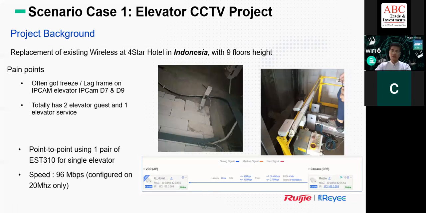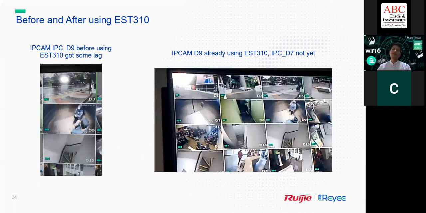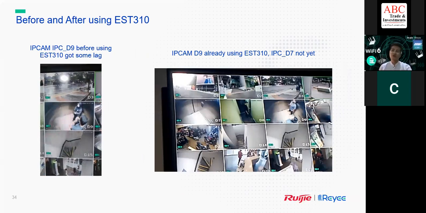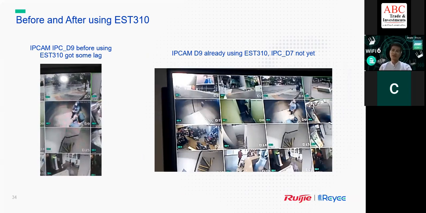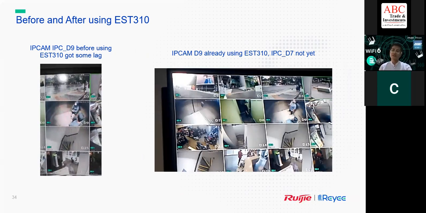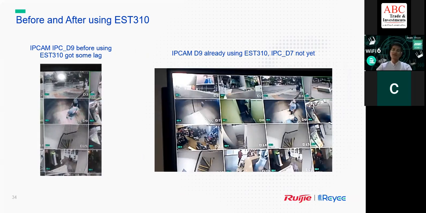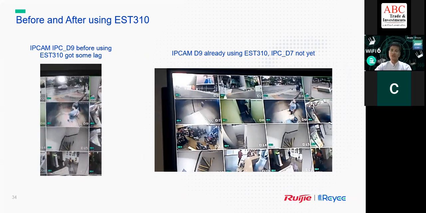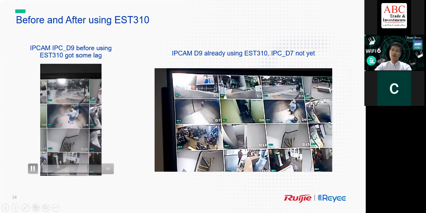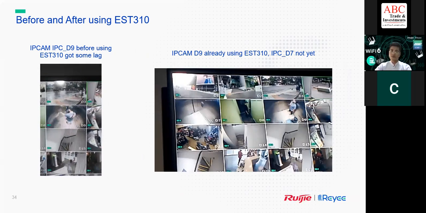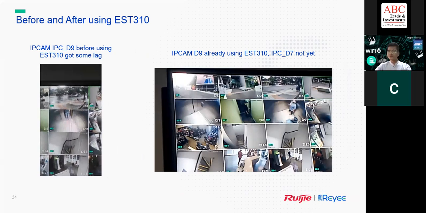Okay, let's have a look at some video. I will show you a video. This is the first video, a scenario before they use our EST310 product. As you can see, D9 is lagging. You see some lag D9 has, so it is not good for security. If there is some problem in the elevator, you cannot see clearly, right? So it is not good.